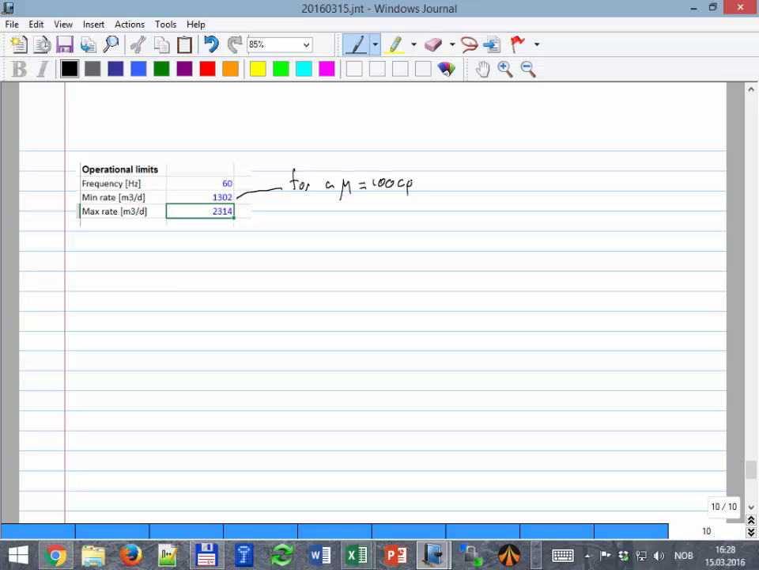So if you want to calculate for another frequency, you have to do F divided by 60 is equal to Qmin at F divided by 1302. And if you want to calculate Qmax at F, then that's going to be F over 60 multiplied times 1, 2, 3, 1, 4. And you can see how I calculated this with the correction of this manual that I gave you. Okay? So let's try that.